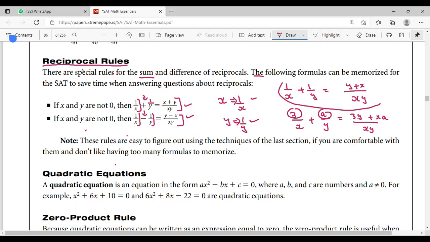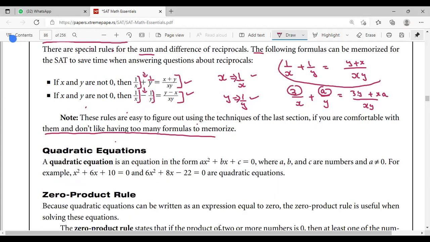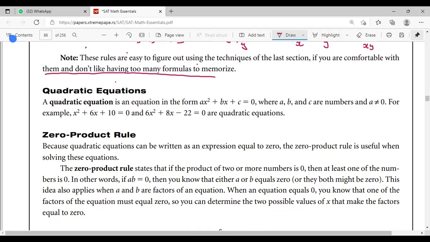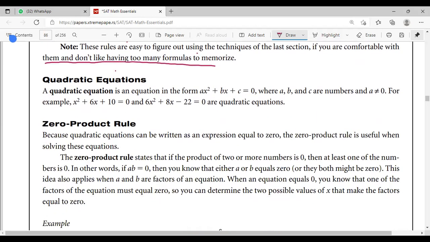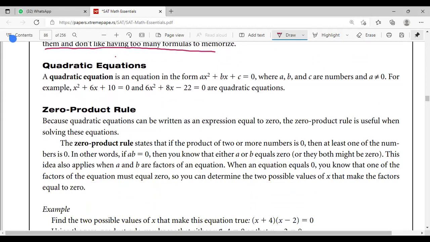Just read this note, okay? These rules are easy to figure out using the techniques of the last section if you are comfortable with them and don't like having too many formulas to memorize. So I personally would suggest that you should not learn too many things, because you'll already have a lot to memorize, some formulas in geometry. We'll have many things to memorize in those sections.